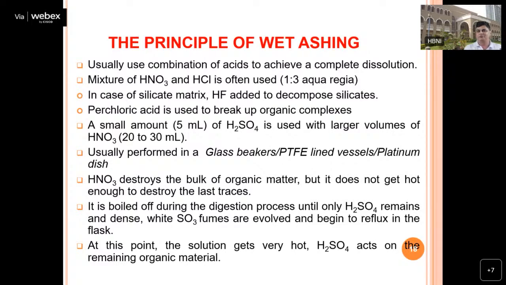There are certain cases where we use a small amount of H2SO4 also, and most of these digestions are done either in a glass beaker, PTFE lined vessels, or even a platinum dish. Most of the time HNO3 destroys the bulk of the material, but it is not hot enough to destroy the last traces. That's why you boil it off during the digestion process, only H2SO4 remains, and that fuming sulfuric acid is what we use to do the complete digestion of the samples.